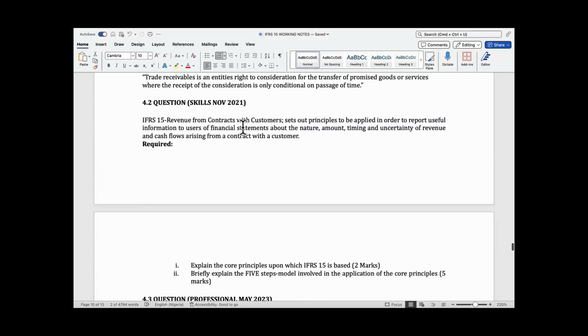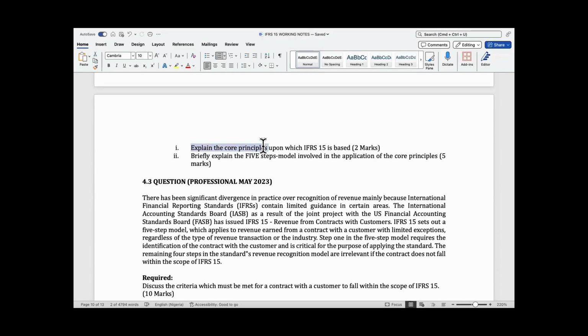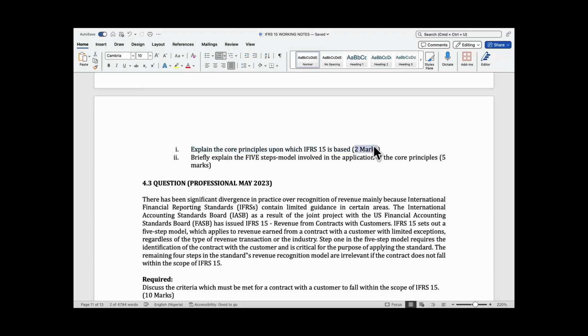And in 2021, the examiner asked you to explain the principles upon which IFRS 15 is based. I told you this one: the core principle of IFRS 15 is to ensure that revenue recognized in profit or loss depicts the consideration expected from the transfer of promised goods or services. That's the core principle. And they also want you to explain the 5-step model.